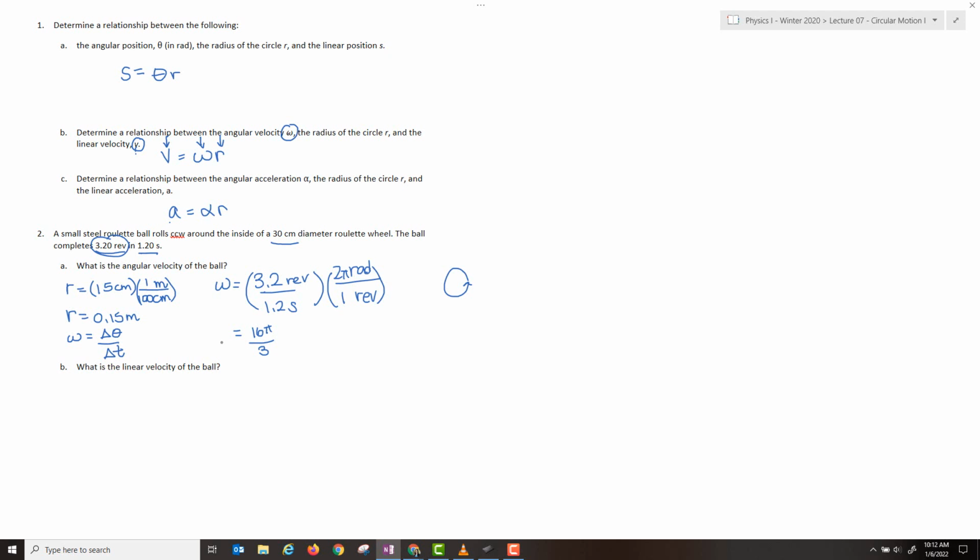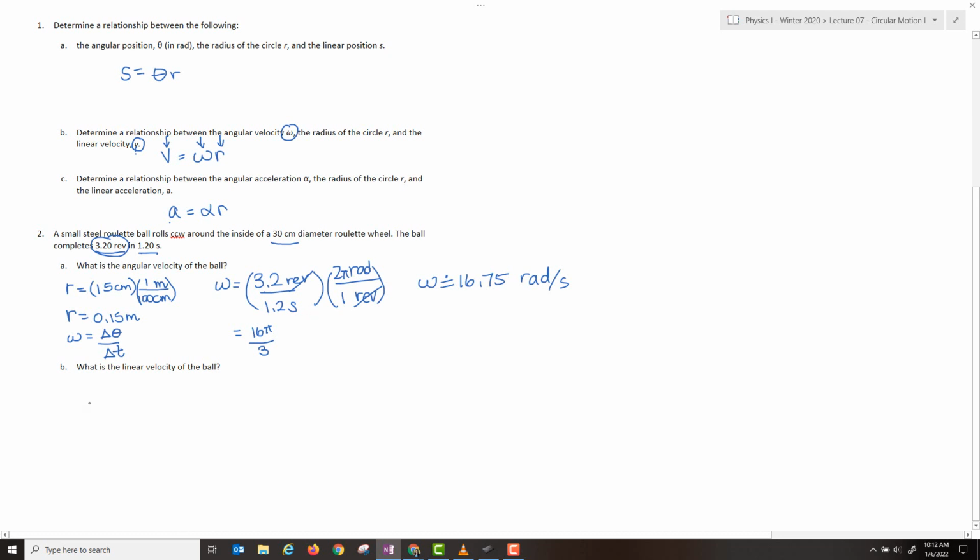All right, so I'm getting approximately 16.75. And my units for that would be radians per second. Okay, you can see the units cancel out here, the revolutions, and I'm left with radians per second.